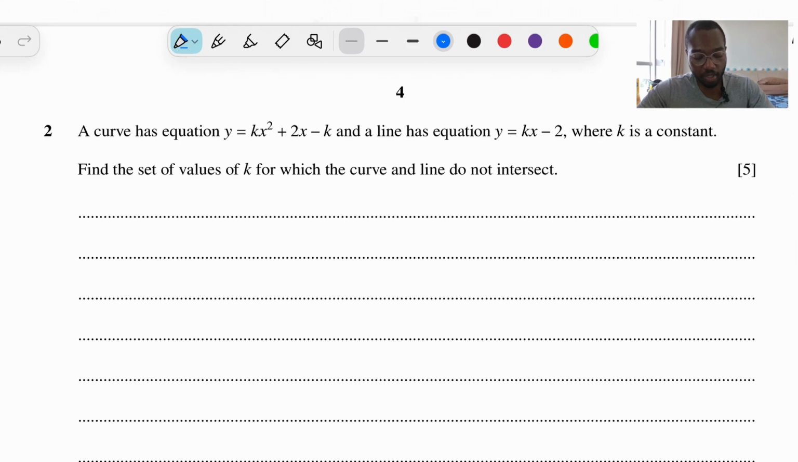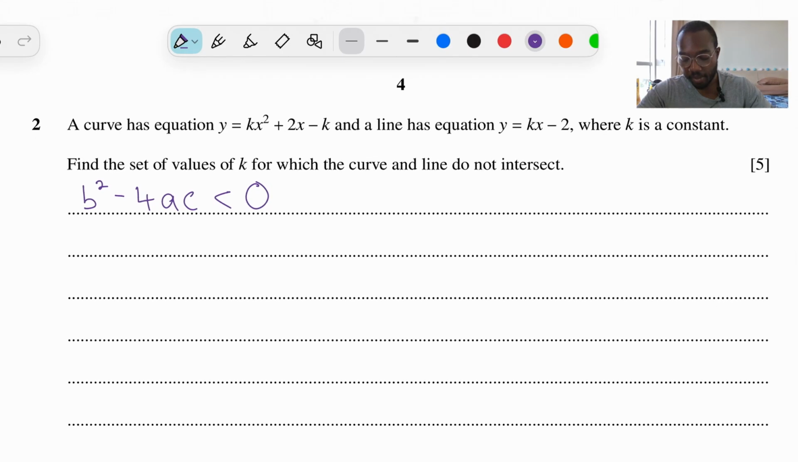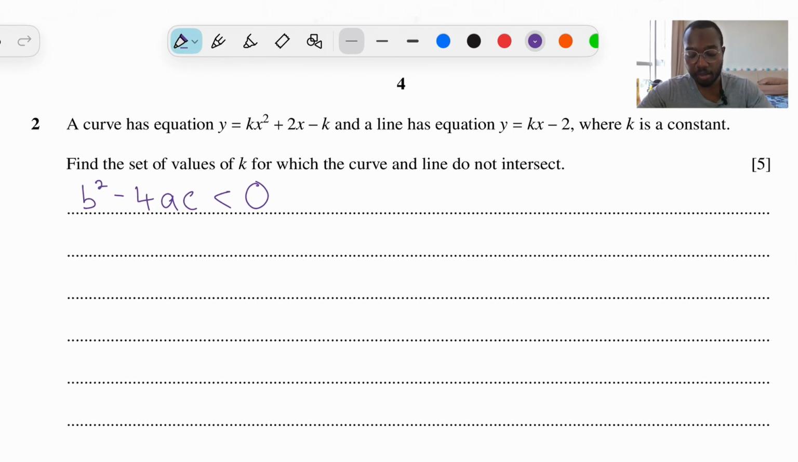Question 2, we have this curve of equation y equals kx squared plus 2x minus k, and we have a line with the equation y equals kx minus 2, where k is a constant. Find the set of values of k for which the curve and the line do not intersect. So again, when they do not intersect, this is talking about the discriminant. For a line when they don't intersect, we know that b squared minus 4ac must be less than 0, and that's effectively what we need to work out.